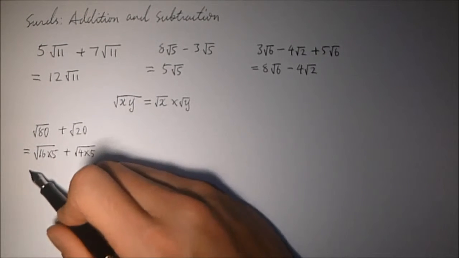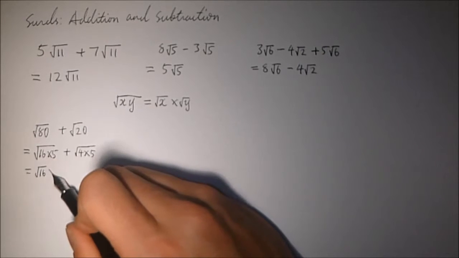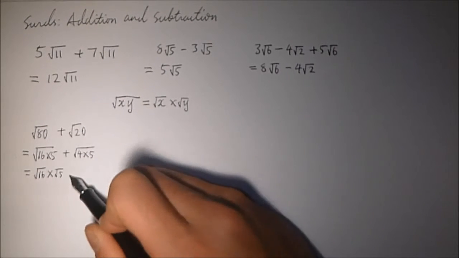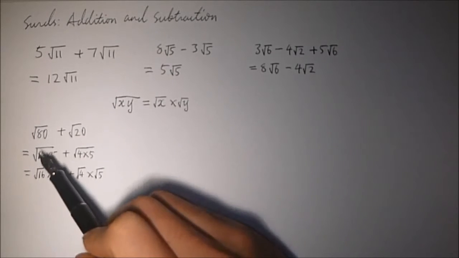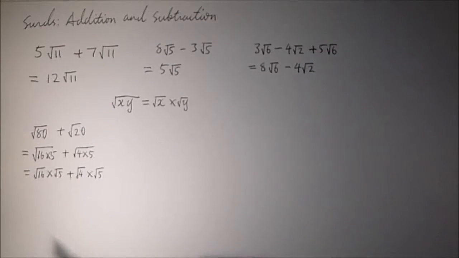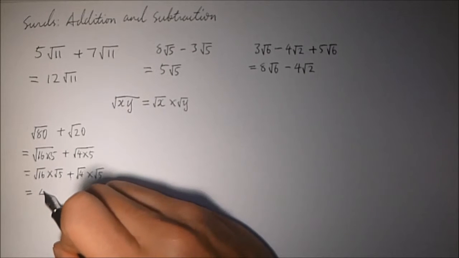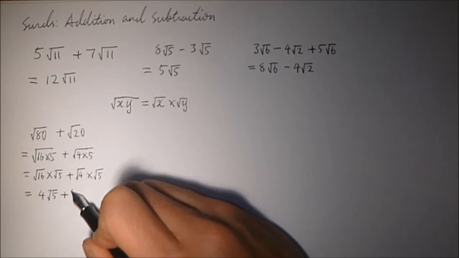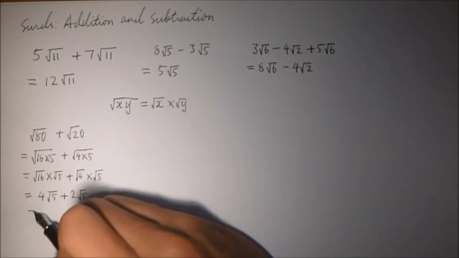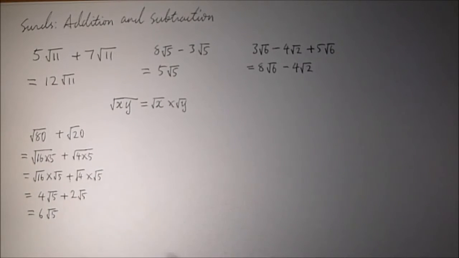And if we follow this rule here, plus, as you can see, both 16 and 4 are square numbers. So we end up with 4 root 5 plus 2 square root of 5, and we end up with 6 square root of 5.